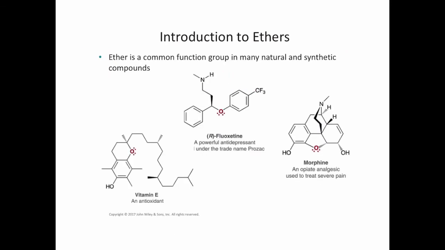Ethers are common functional groups in many natural and synthetic compounds. Here is the structure of Prozac, an antidepressant, and notice the ether here. We have an aryl, the benzene ring is a type of aryl group, on one side, and here we have an sp3 carbon on the other side. Vitamin E has an ether here, and then morphine also has an ether.